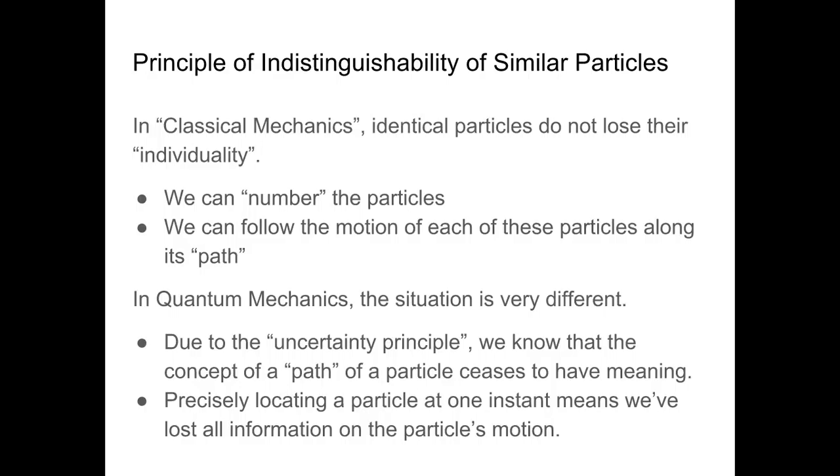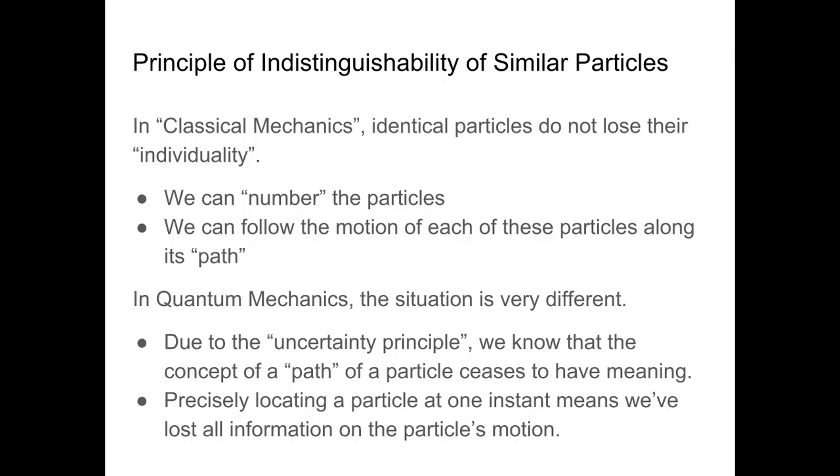But in quantum mechanics, the situation is completely different. And this is solely due to the uncertainty principle. Because we can locate two identical particles at one time, but as soon as we do that measurement, as soon as I say that's particle one, that's particle two, I've destroyed any information that we had regarding their momentum. In other words, their trajectory. So if later on we measure the position of these two particles, we're not going to know which one was which. And that's all due to the uncertainty principle.